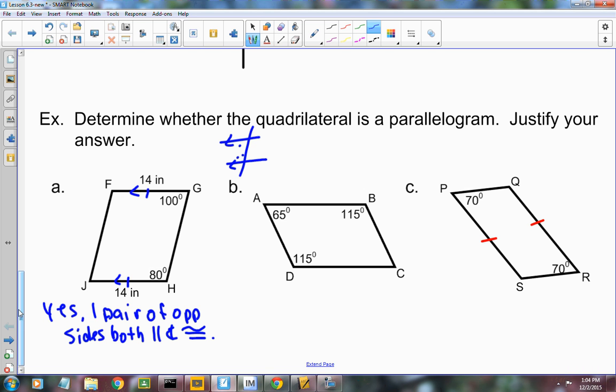Okay, what about this next one? Is this one a parallelogram? I've got three angles here. Can I find this fourth one? Yes, what is it going to be? 65, because the sum of all the angles is 360. So if I add these together and subtract from 360, I'm going to get this is 65. So then how can I say that this is a parallelogram?